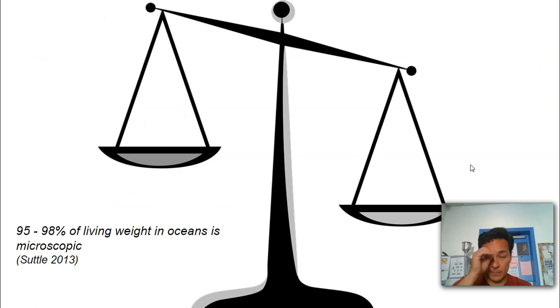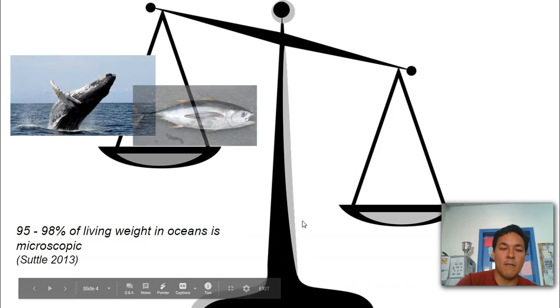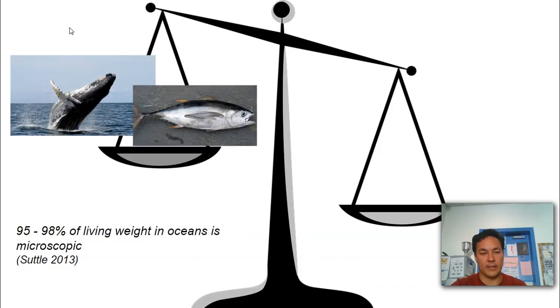And so this is pretty cool. It's showing that 95 to 98% of the living weight in oceans is microscopic. When we go out in the oceans, and I'm guilty of this, I go out on my friends' boats and I think, wow, I hope I catch tuna today, or I see a whale or a dolphin.